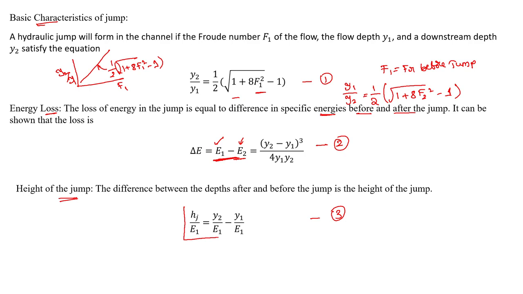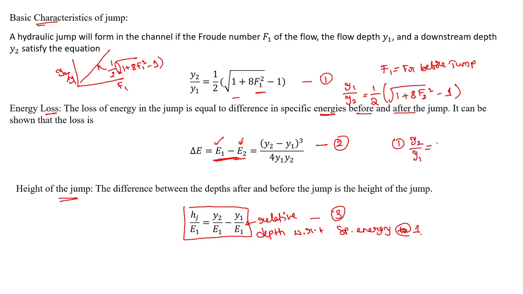Here we talked in terms of the relative depths with respect to the specific energy at 1 and the specific energy at 2. These are the three equations to be remembered. What is the first equation? The relation between the depths: y2 divided by y1 equals 1 by 2 times the square root of (1 plus 8 F1 square) minus 1. This is the first equation to remember.